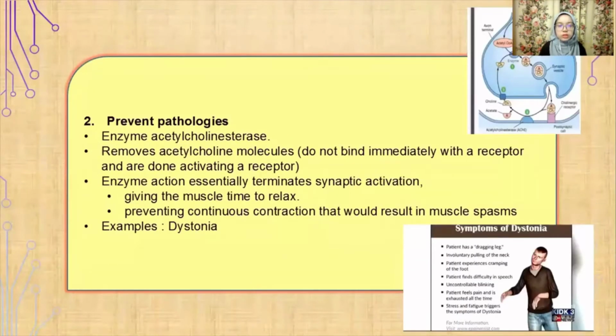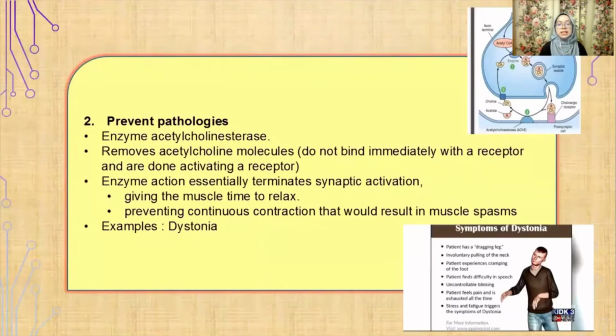The neuromuscular junction could also prevent pathologies, which is the role of the enzyme acetylcholinesterase. It removes acetylcholine molecules that do not bind immediately with a receptor or are done activating a receptor. In other words, acetylcholine has already finished its function. The enzyme action essentially terminates synaptic activation, which gives the muscle time to relax and prevents continuous contraction of the muscles that could result in muscle spasms or muscle convulsions.